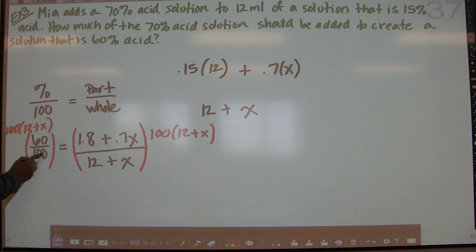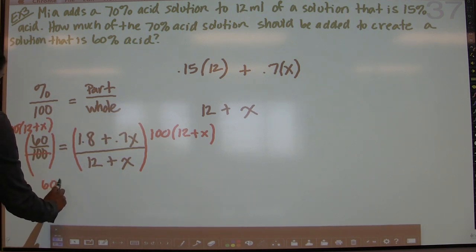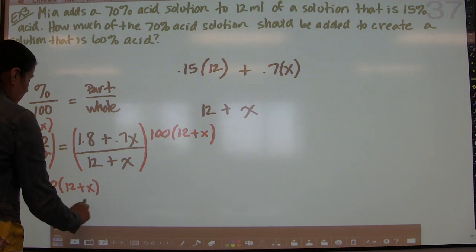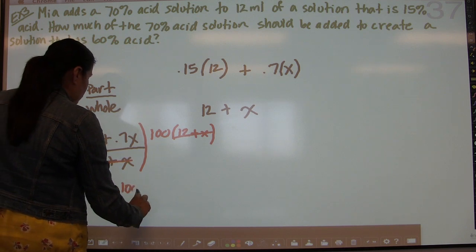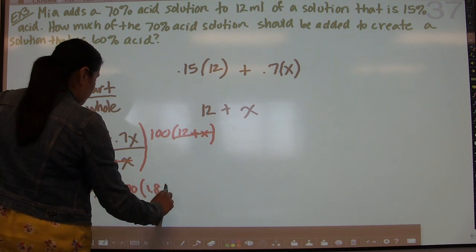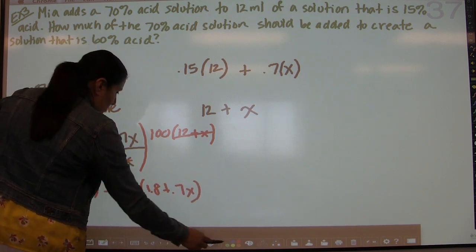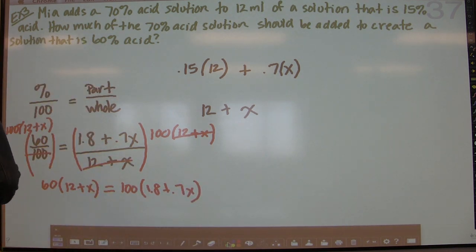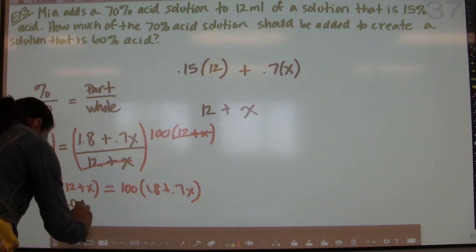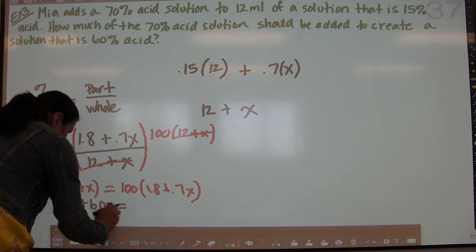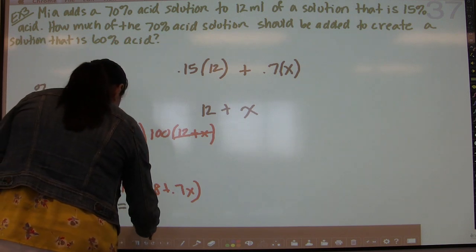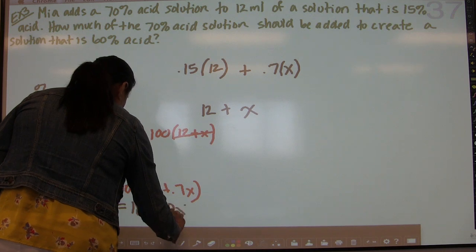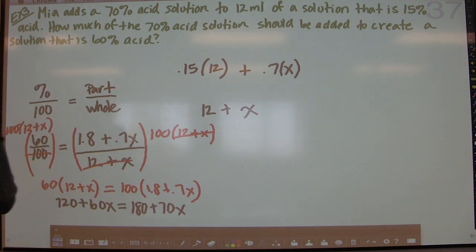So over here the 100s are going to cancel and you're going to get 60 times 12 plus x on the left. On the right, the 12 plus x will cancel and you're going to get 100 times 1.8 plus 0.7x. And now we just need to solve this equation. So 60 times 12 is going to be 720 plus 60x equals 100 times 1.8 is going to be 180 plus 70x. 100 times 0.7 is going to give you 70.